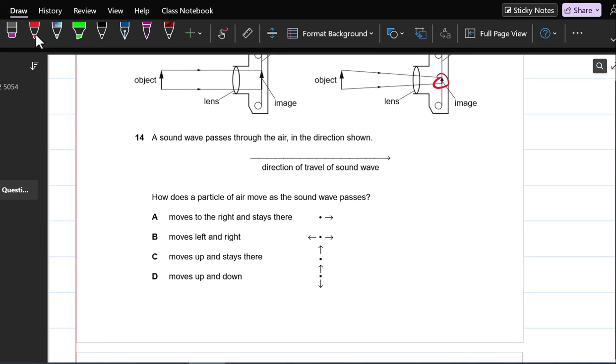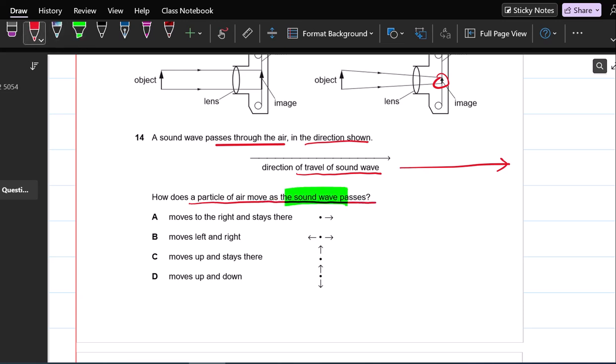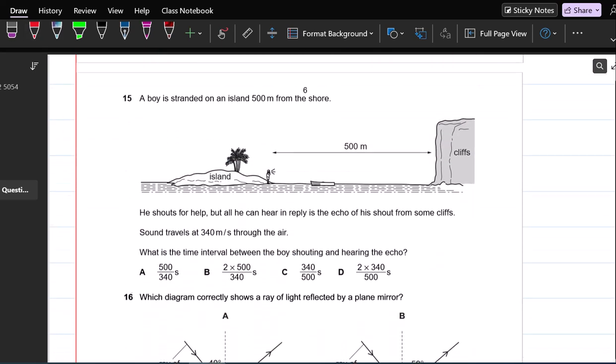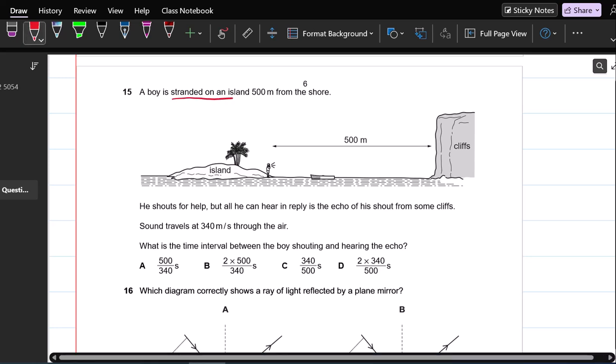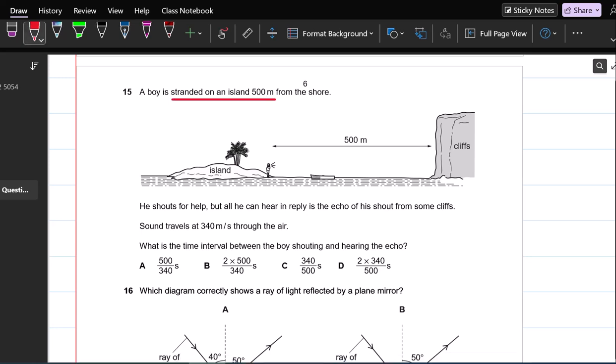A sound wave passes through the air in the direction shown. How does a particle of air move as the sound passes? Sound is a longitudinal wave, so particles move to and fro, parallel to the direction of energy transfer. So they move left and right. B is right.